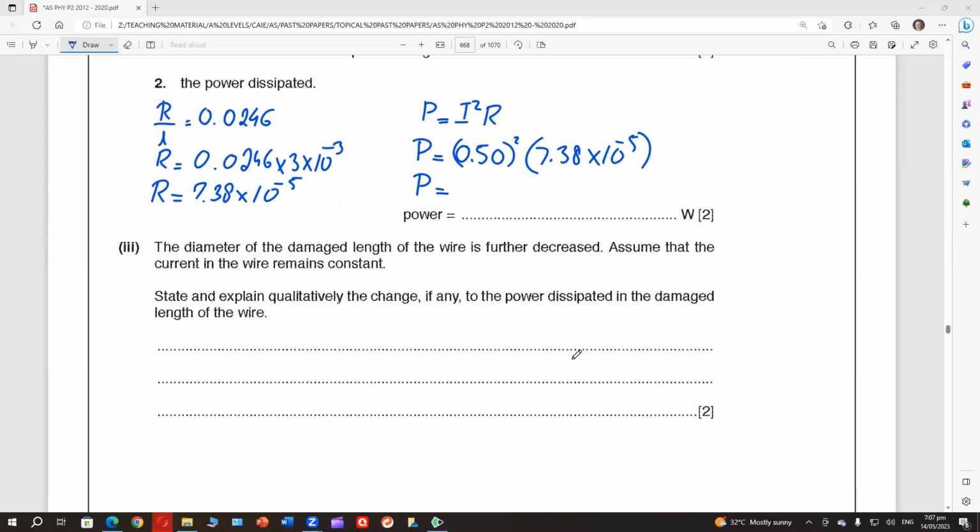Then the diameter of the damaged length of the wire is further decreased. Assume that the current in the wire remains constant. State and explain qualitatively the change, if any, to the power dissipated in the damaged length of the wire.